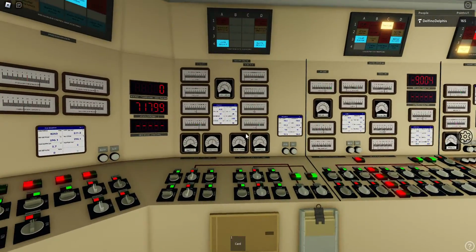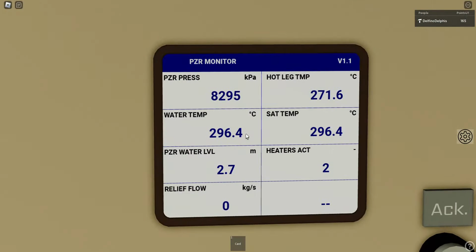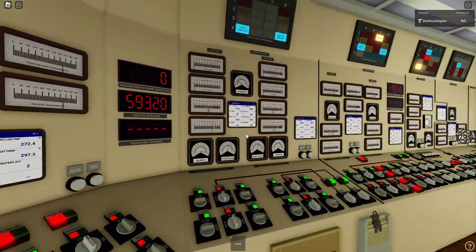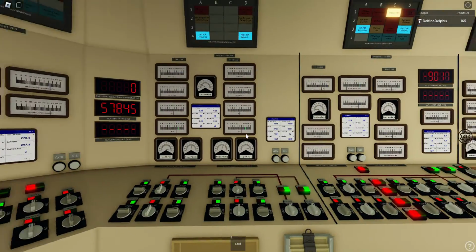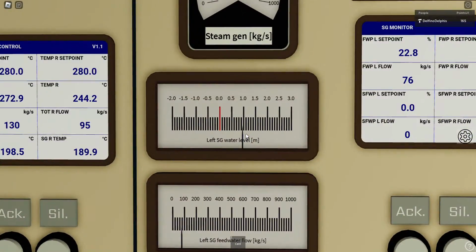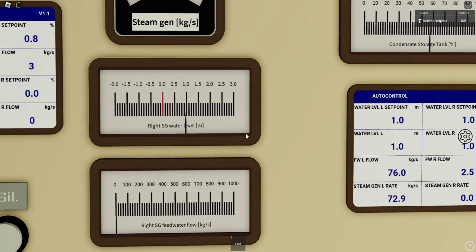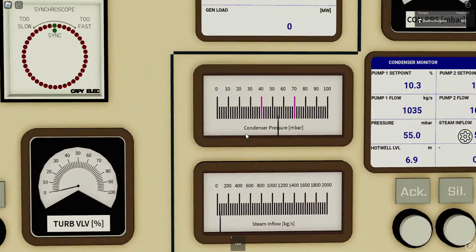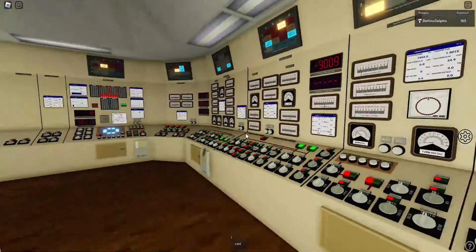Okay, let me just have a look if everything is set up. Primary pressure, optimal pressure is between 10 and 15 megapascals, so we are not yet there, although we should be pretty much soon. Steam generator water level at 1, that's what we want, and condenser pressure is okay.